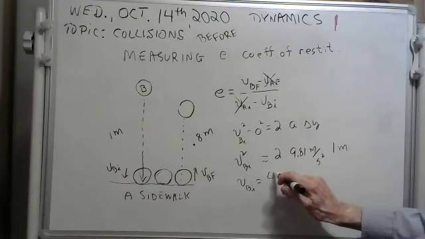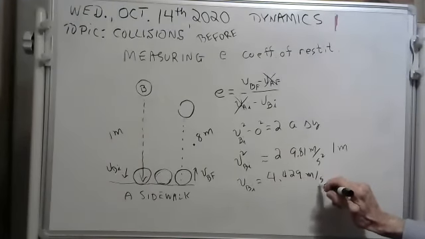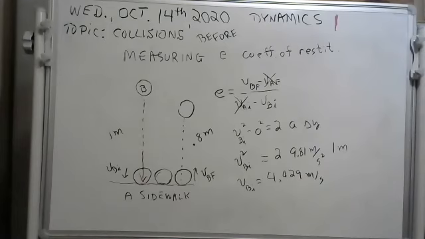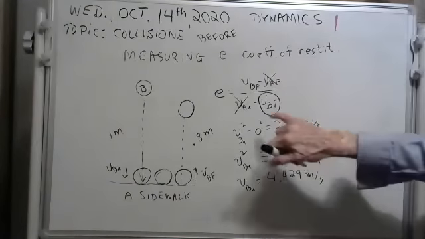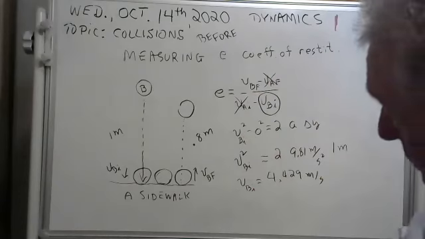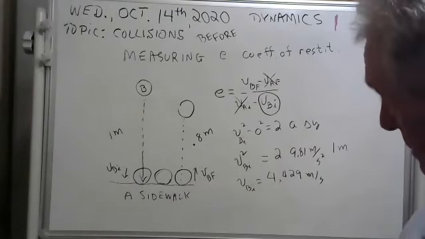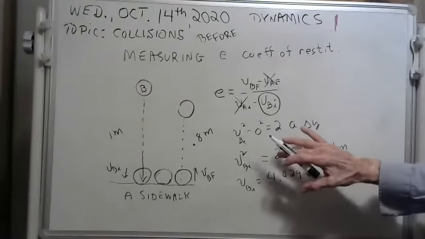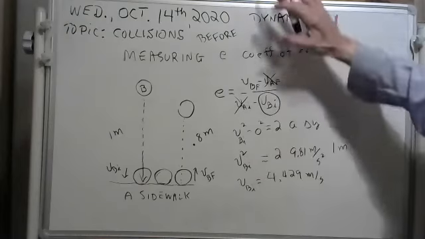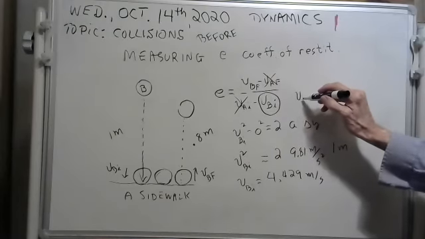Did you get 4.429 meters a second? Uh-huh. Wonderful. Look, we just figured out this right here. Now we're going to figure out the final velocity of the ball, immediately after collision. We can use the same equation here. It's just that the delta y would be positive if up is plus.